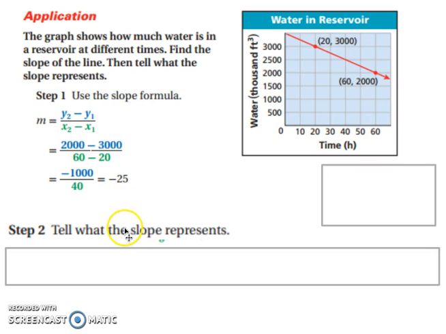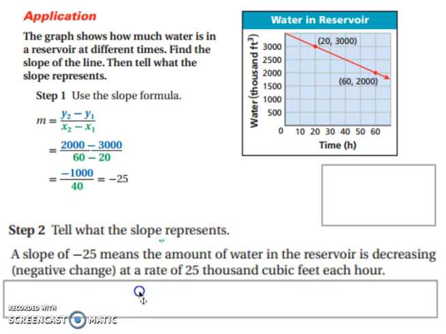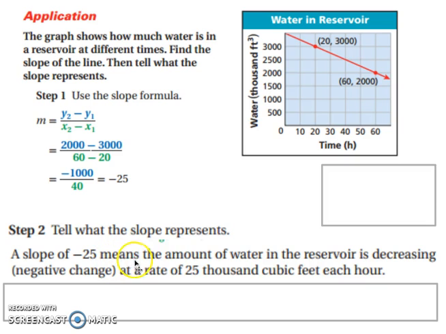So now we need to decide, what does this slope represent? Well, the slope of -25 means the amount of water in the reservoir is decreasing at a rate of 27,000 cubic feet each hour.